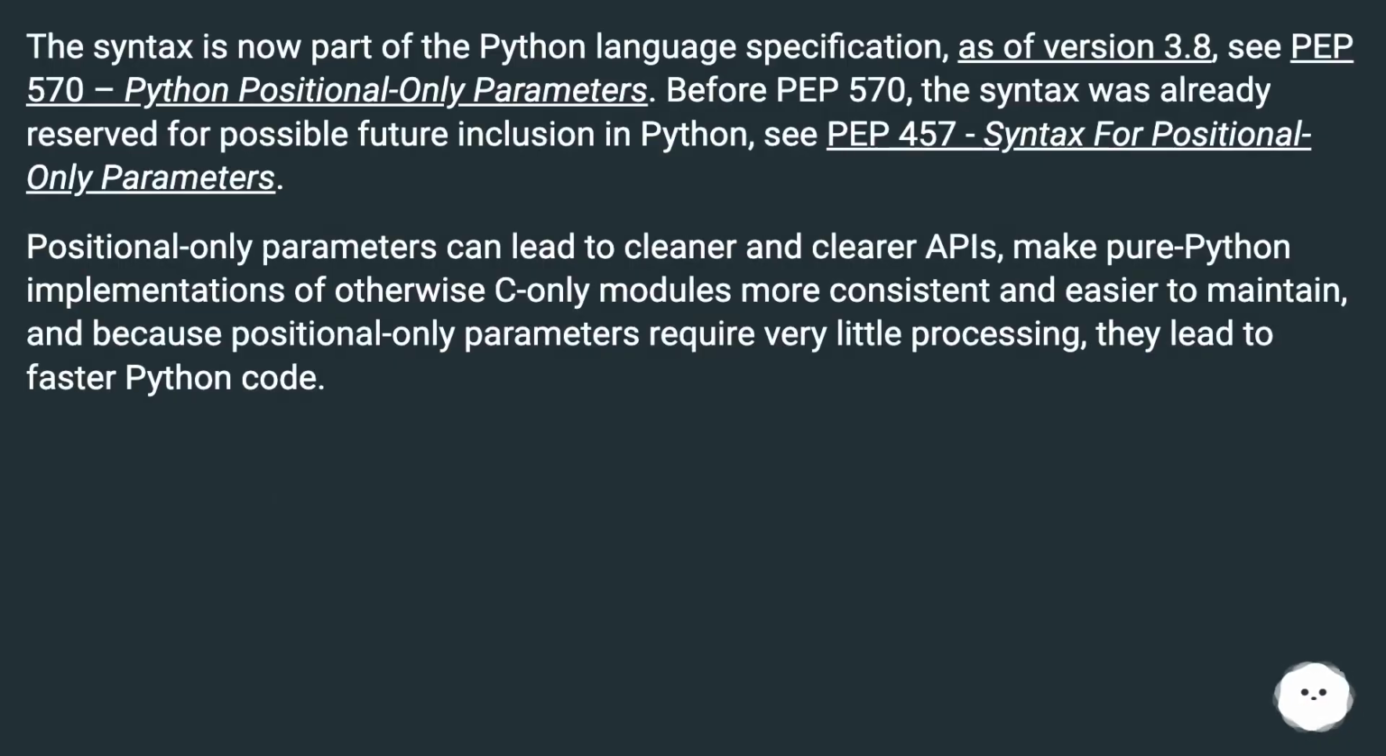The syntax is now part of the Python language specification, as of version 3.8, see PEP 570, Python positional only parameters. Before PEP 570, the syntax was already reserved for possible future inclusion in Python, see PEP 457, syntax for positional only parameters. Positional only parameters can lead to cleaner and clearer APIs, make pure Python implementations of otherwise C-only modules more consistent and easier to maintain, and because positional only parameters require very little processing, they lead to faster Python code.